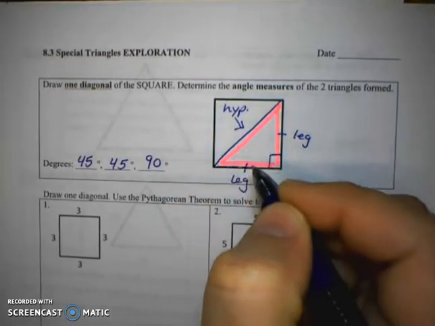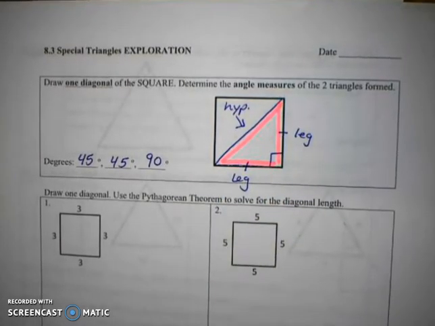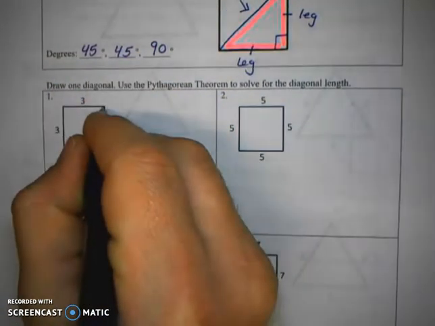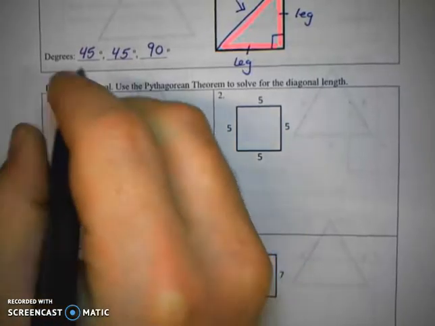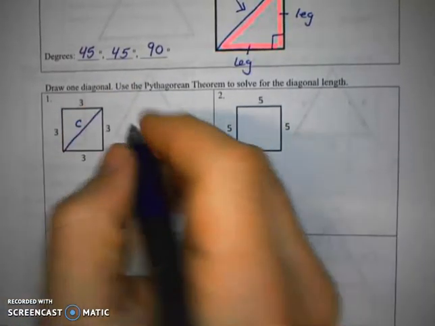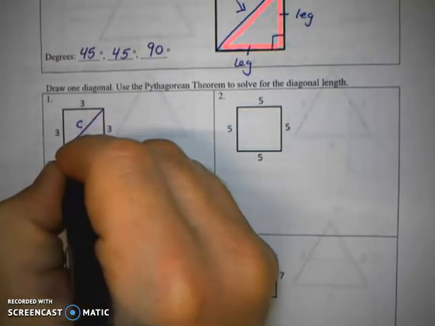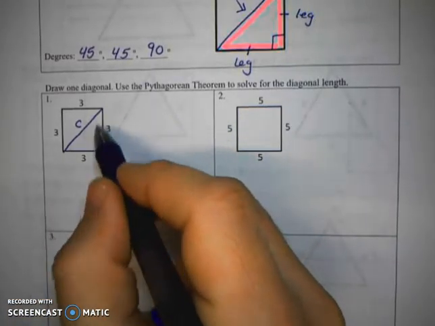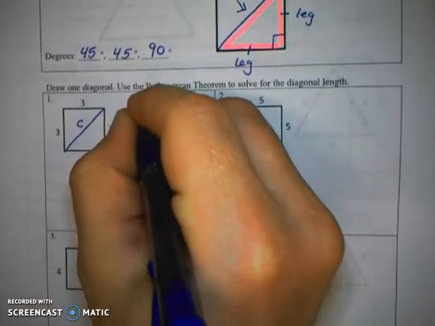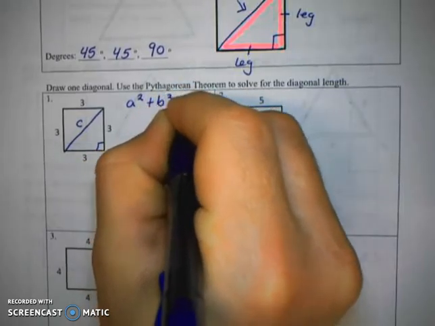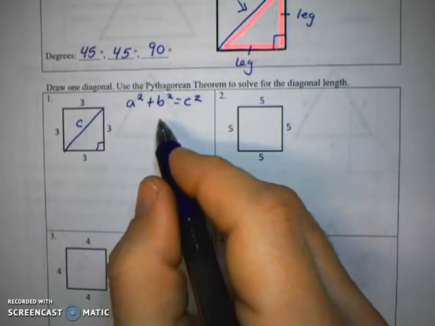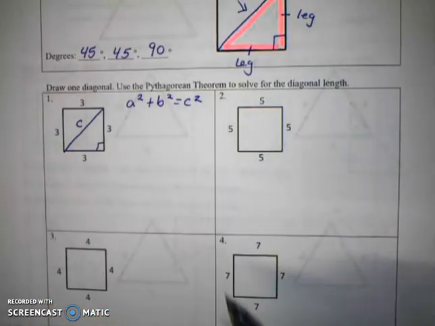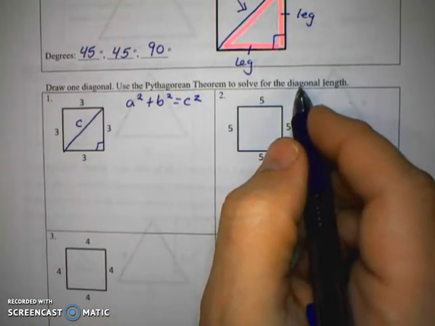All right? And so what we're doing in each of these, I've given you some squares, and I would like for you to, again, draw a diagonal on each one, label it C for the hypotenuse, and then use the two sides of the square that make up the legs of that triangle in your Pythagorean theorem. And you're going to solve the Pythagorean theorem for that hypotenuse in each one of these, but I want you to do simplest radical form.